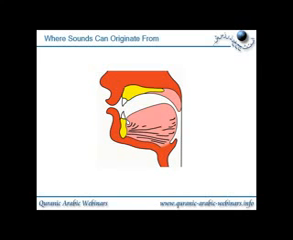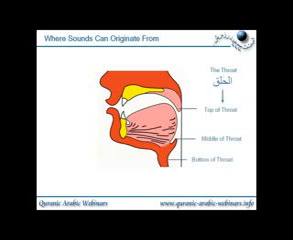A recap here of where the sounds can originate from. The first place is the throat, known as al-halq. And we divide the throat into three portions: the bottom of the throat, the middle of the throat, and the top of the throat, the very uppermost part of the throat. Then we have what's known as the oral cavity, i.e. the space in your actual mouth, and that's known as al-jawf.